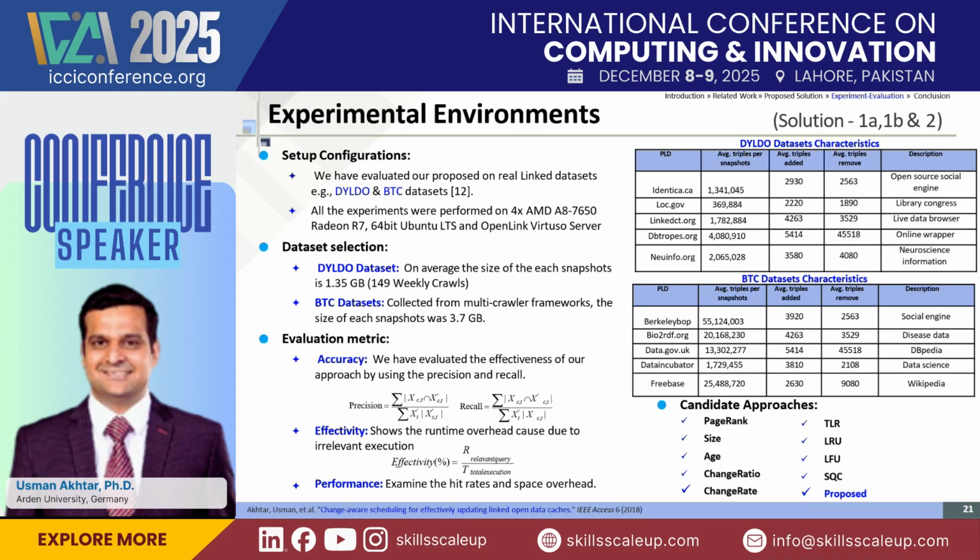Let's now move to the experimental section. In the experimentation, we put our methodology to the test, and we also compare it with the candidate approaches. We also mention the evaluation metrics that we have used. Overall, the datasets that we have utilized are these two datasets, because they are available for every month, and we are able to capture the evolution of these datasets. We also compared these two datasets. These are the characteristics inside the datasets. Our evaluation metrics are accuracy, effectivity, and also performance.